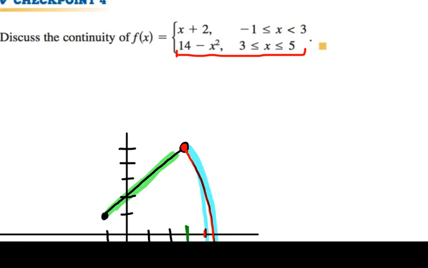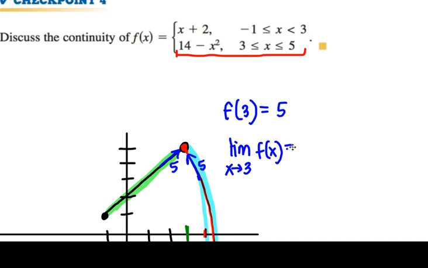So now we're just talking about what is f of 3. Is it defined? It absolutely is defined. It's defined to be 5. What's the limit as x approaches 3? Well, the limit from the left is 5. The limit from the right is 5. So the limit as x approaches 3 of this graph is also 5.